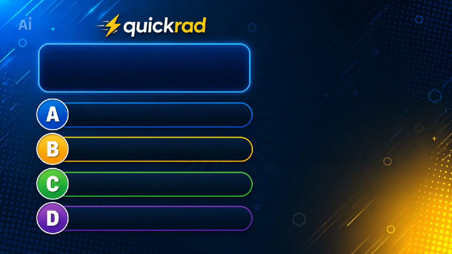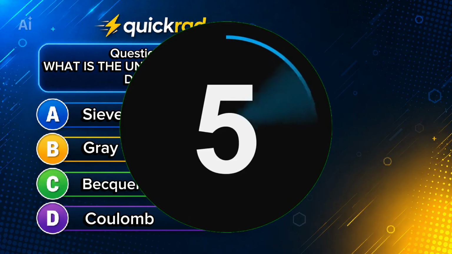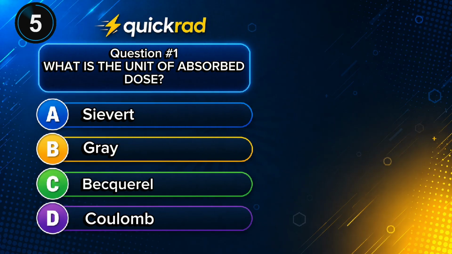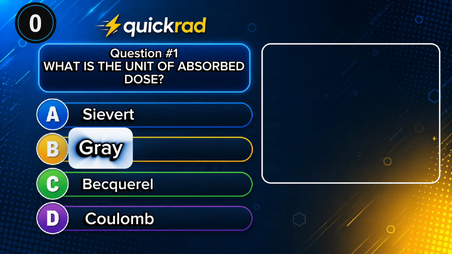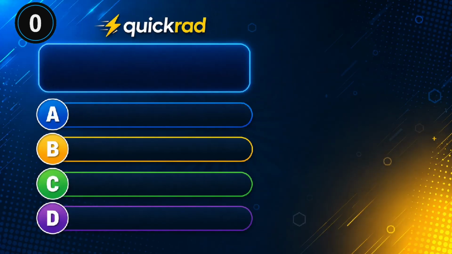Ready? Let's begin. Question 1. What is the unit of absorbed dose? Correct answer, gray. Measures energy absorbed per kilogram of tissue.